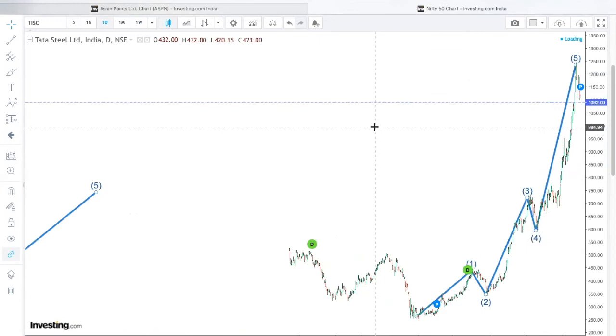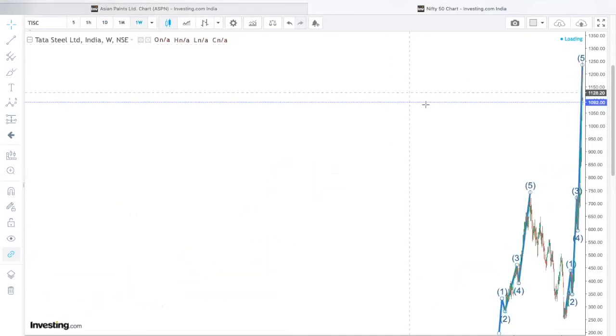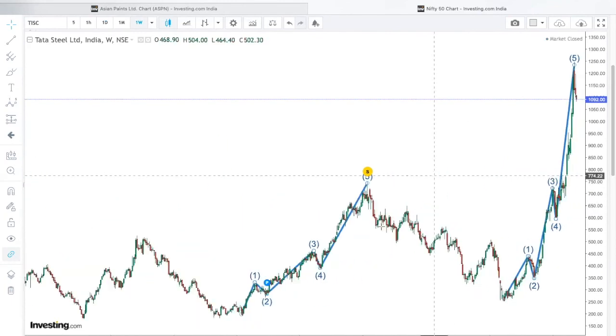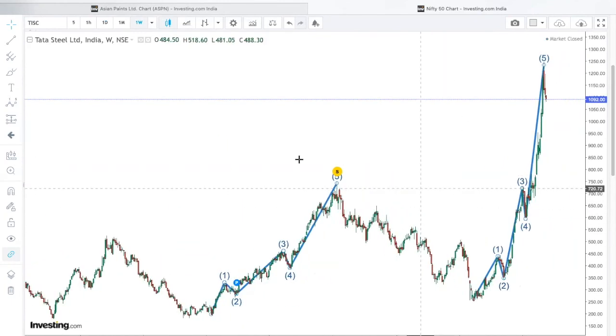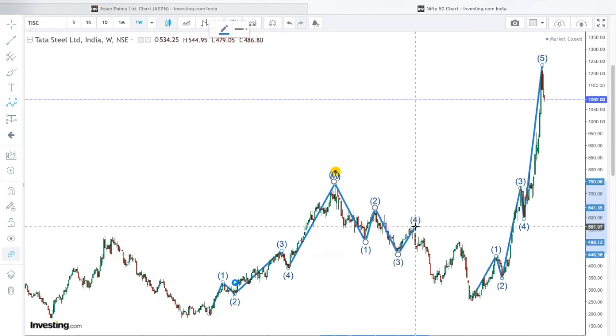See, what Elliott has told, he has told simple things. He has told the market will move in a 5-wave direction. That's it. The market will move in a 5-wave direction. So now let me draw the Elliott wave here also. Wave 1, clear. Wave 2, clear. Wave 3, clear. Wave 4, clear. Wave 5, clear.